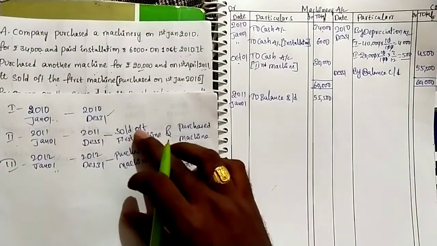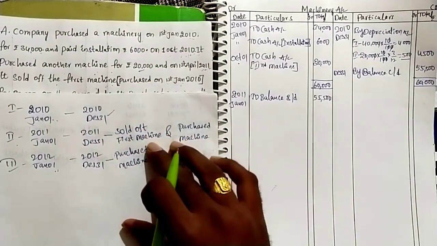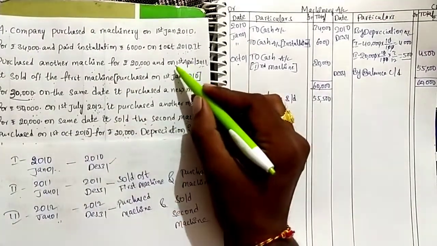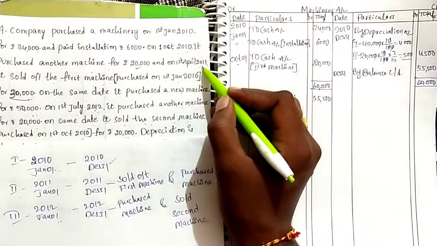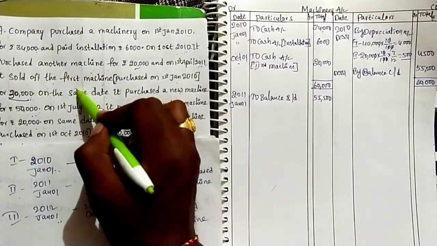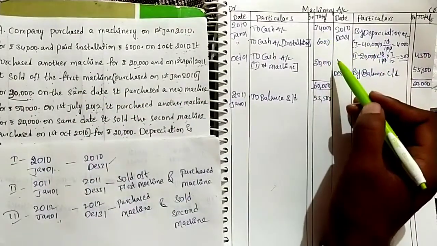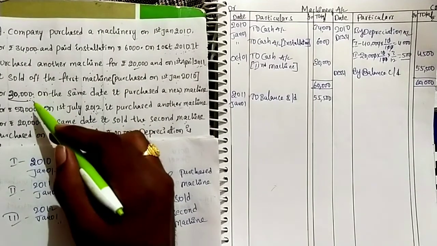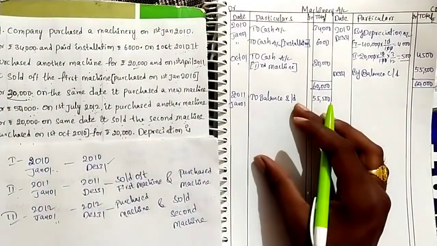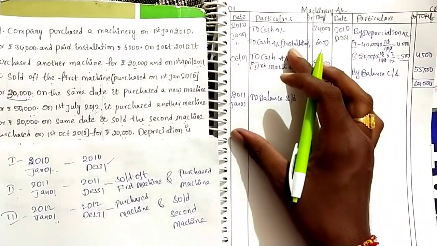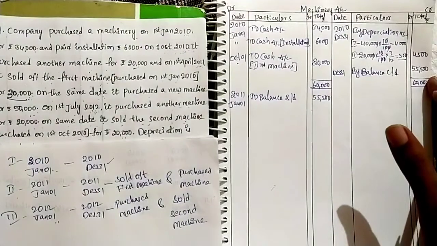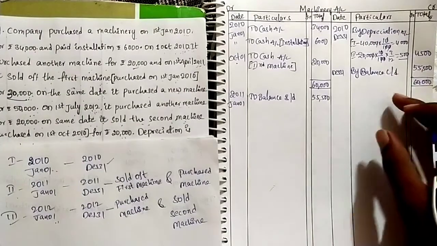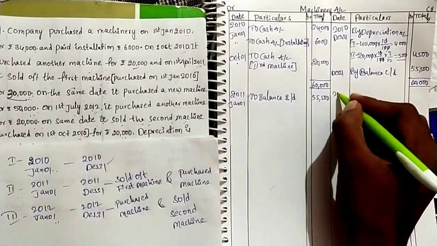See this, for the sale of the first machine, we have to consider this transaction first. Okay, see this, on 1st April 2011 it sold off the first machine, means this machine was sold, for 30,000 rupees. Okay, so first we have to write, so at the time of purchasing the machine value will increase, but at the time of sale machine value will decrease. So at the time of decreasing the machine, the machine account is credited, so we have to write in the credit side.